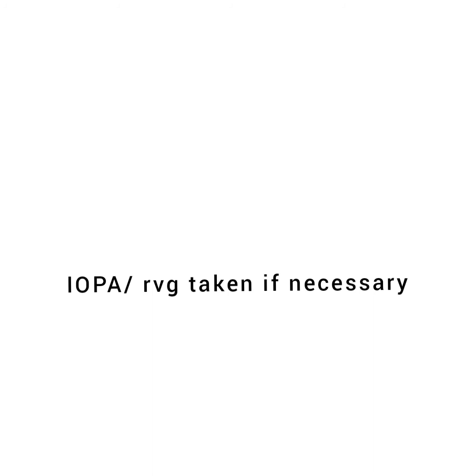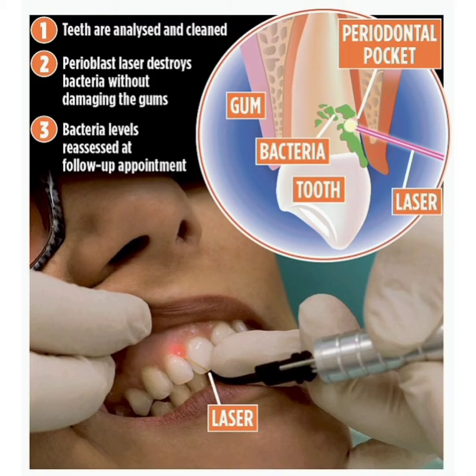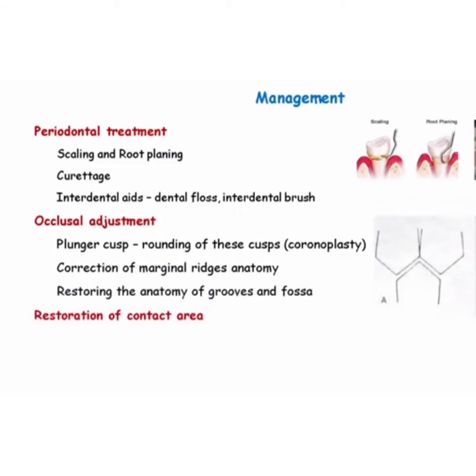Next step for a dentist is to perform periodontal treatment in terms of scaling and curettage. Laser curettage, low level laser therapy, that is LLLT, gives excellent result in such conditions. After periodontal treatment, the occlusal adjustment should be performed.